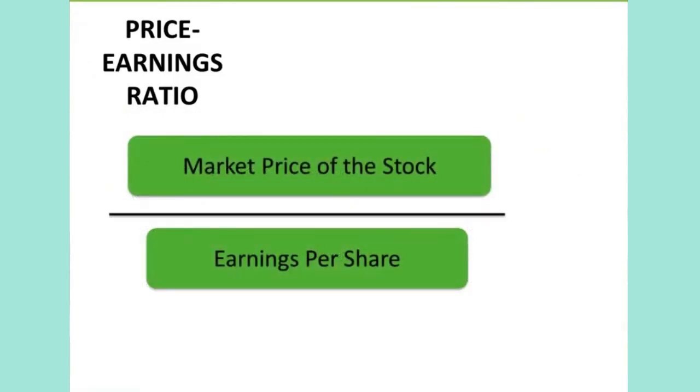The PE ratio is calculated as the market price of the stock divided by the earnings per share. If you need help with earnings per share, I would encourage you to watch the video on that.